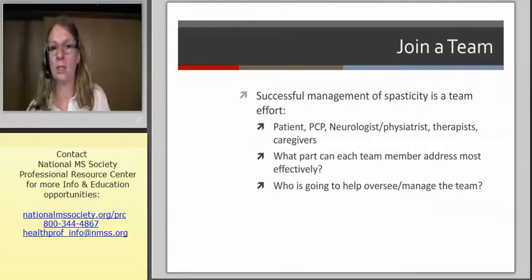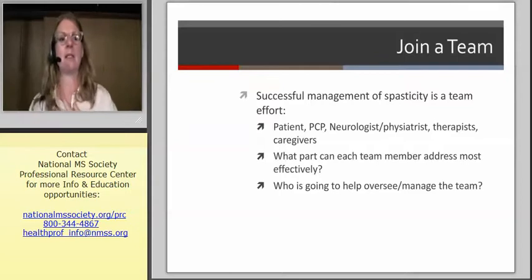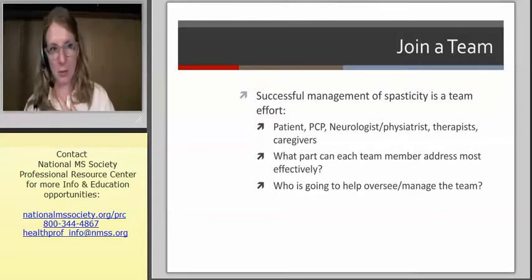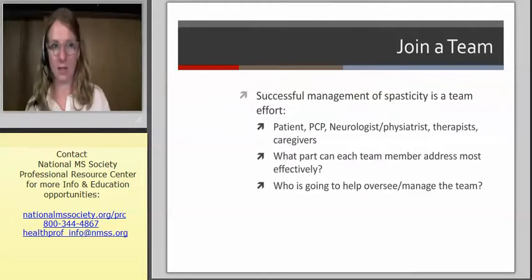And then, what part does each team member address most effectively? Obviously, I as the therapist am not going to change anyone's prescriptions. I'm not going to change their medications. However, if this is a problem, I can help the patient communicate back to their physician that their spasticity really is a problem. Until that changes, their walking is not going to get any better.